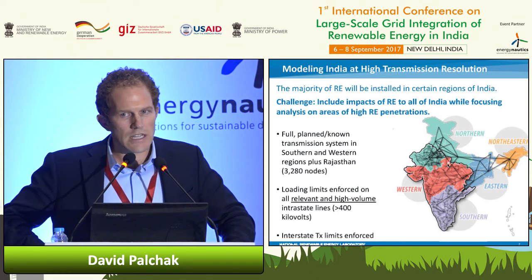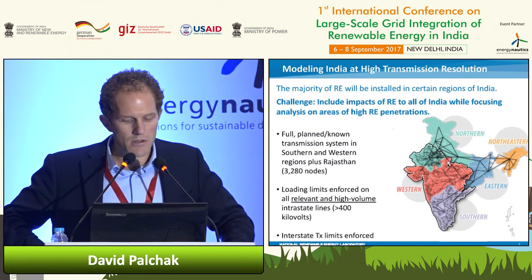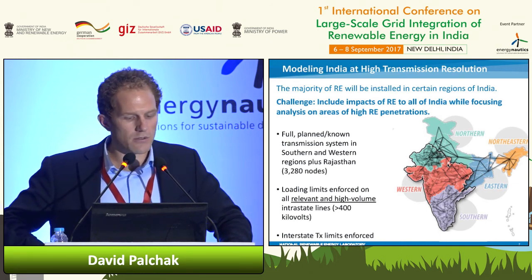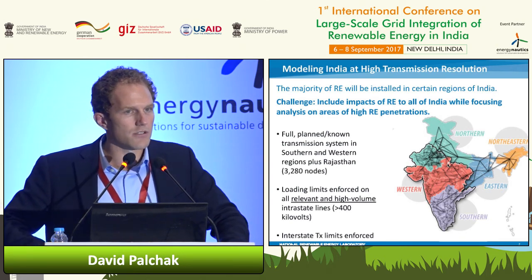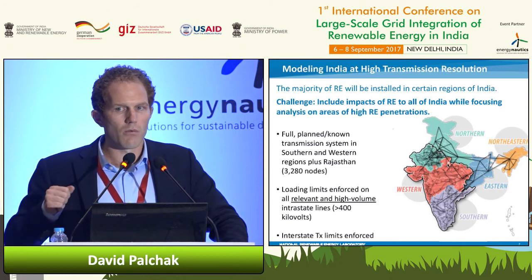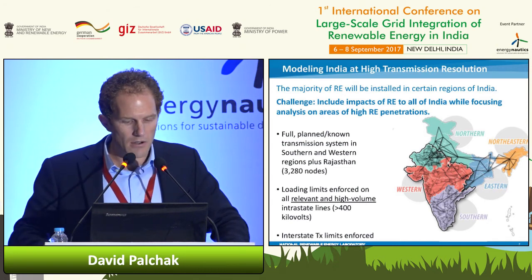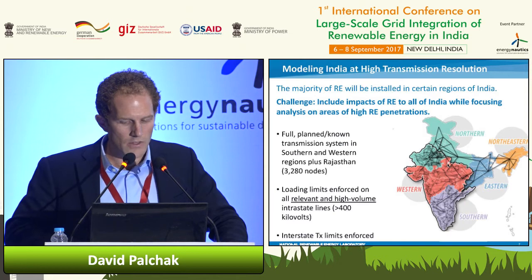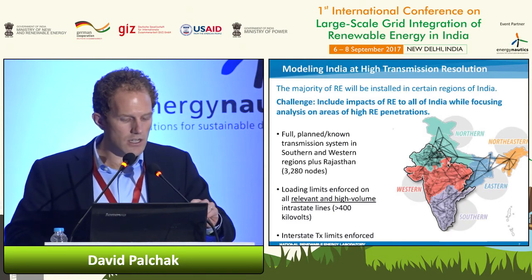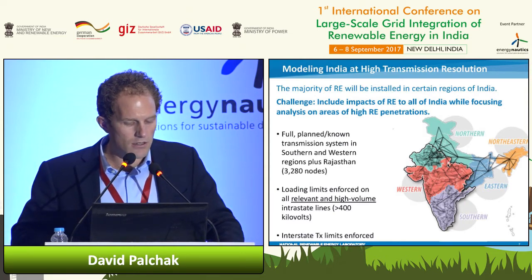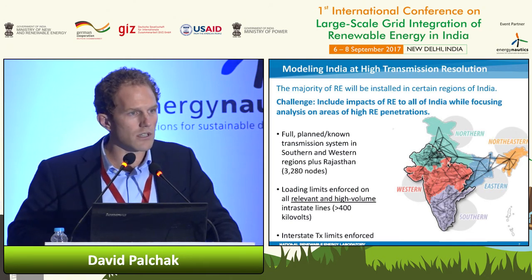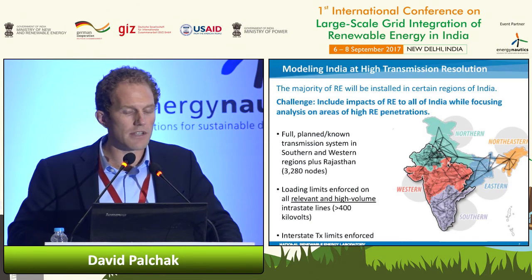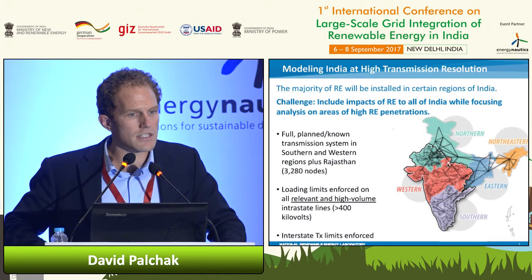And to understand the impacts in these certain regions, we wanted to put as much detail into these as we could. So we took the full planned and known transmission system in these regions and represented it with all the data that we had. And this included some simplifications. So we only looked at transmission down to the 400 kilovolt level. And we also wanted to only look at relevant lines. That has to do with computational intensity. And so we had to make some equivalency and simplifications.